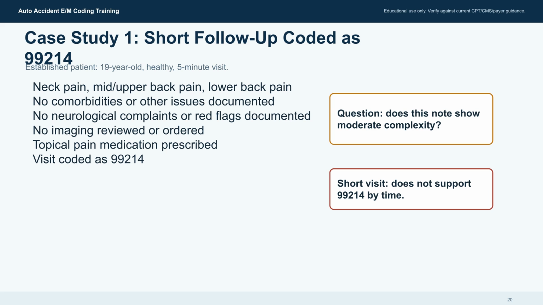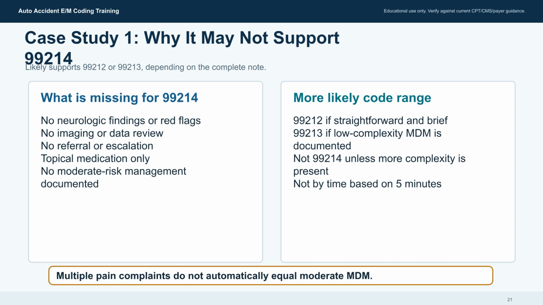For 99214, we need to see moderate complexity. That may include worsening symptoms, neurological concerns, imaging review, medication management with meaningful risk, treatment escalation, or referral. Is this a low or moderate complexity visit? Based on the information described, this would generally not support a 99214 unless the note includes additional moderate complexity MDM or the provider meets the required time threshold for that code.